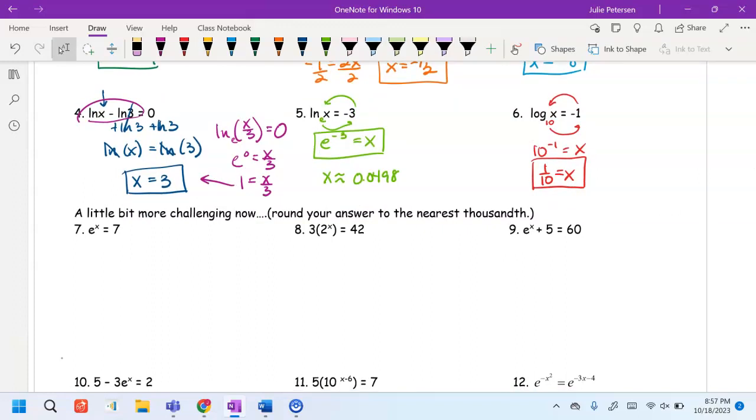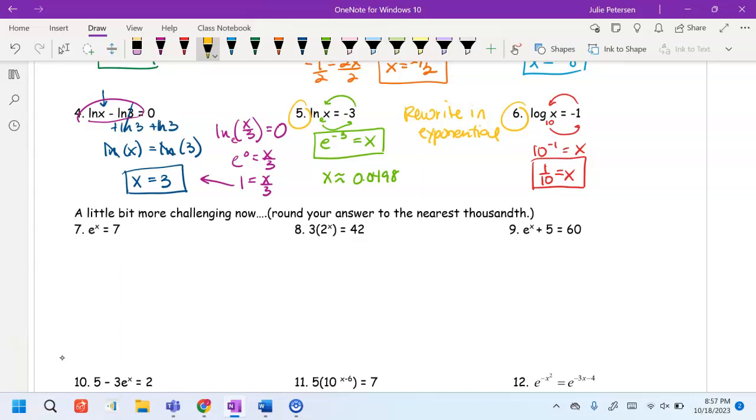So something to keep in mind here that you're going to want to do on problems like this. For both of these, we wanted to rewrite in exponential. And that's when we had a log on one side and a number on the other. Okay, so now let's move on to something a bit more challenging.